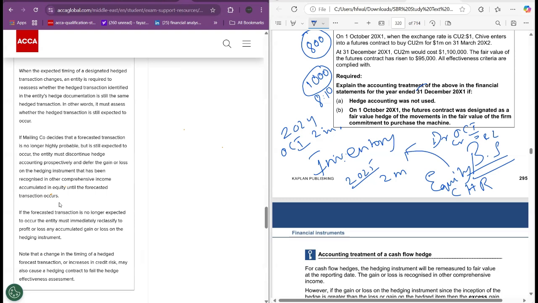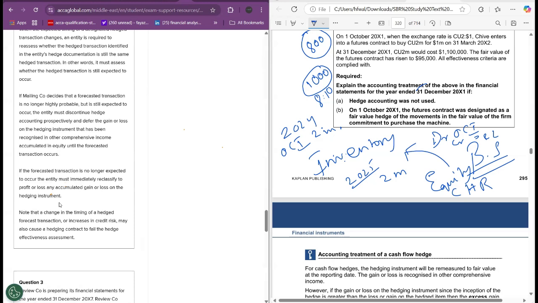If it is a PNL-affecting item, we'll simply reclassify whatever gains and losses we got in the PNL. Similarly, if the forecasted transaction is no longer expected to occur, we will simply recognize whatever gains and losses had occurred till the date when we got to know that the transactions are no longer probable. We are simply going to recognize the gains and losses coming from the OCI to the PNL.